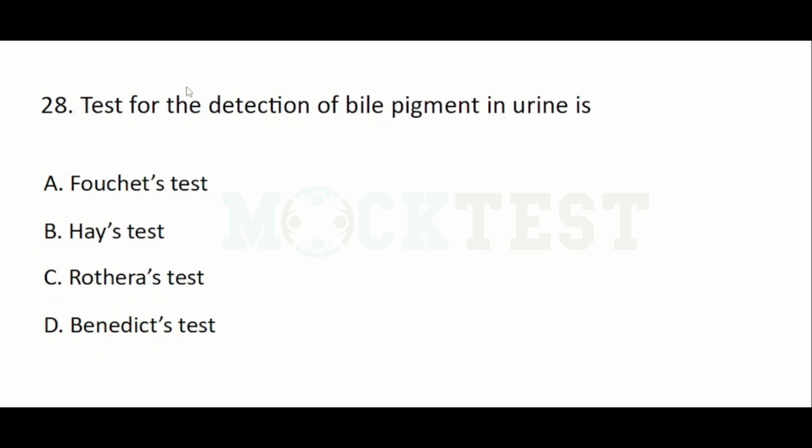Next, test for the detection of bile pigment in urine is option A, Fouchet's test, option B, Hay's test, option C, Rothera's test, option D, Benedict's test. Test for the detection of bile pigment in urine is option A, Fouchet's test.